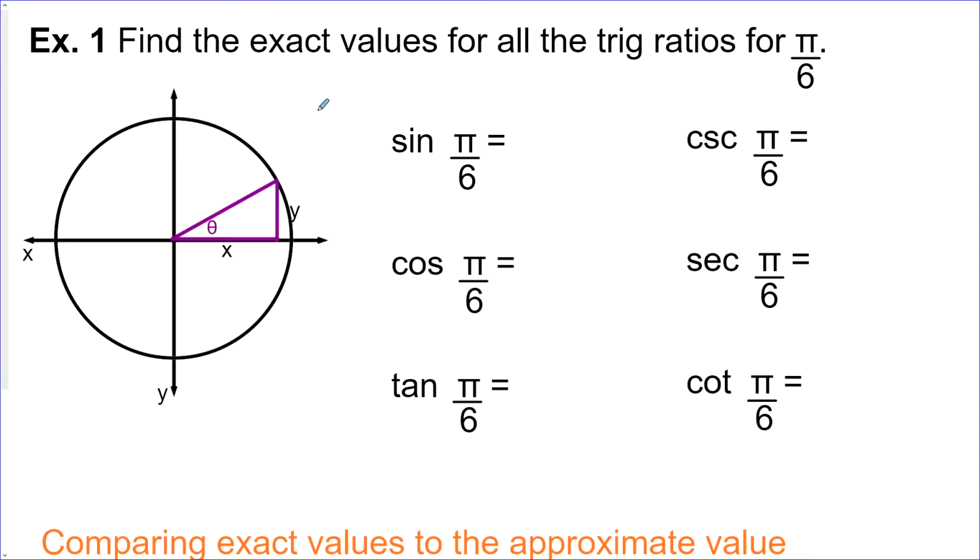Example 1, we want to find the exact values for all of these trigonometric ratios for pi over 6. So pi over 6 is our angle in standard position. We want to see where the terminal arm of this angle in standard position intersects the unit circle. This point where it intersects will be cos theta, sine theta. If we can find that point, then we've just found cos theta and sine theta. Remember, we're using the unit circle, so the hypotenuse is the same as the radius, 1.